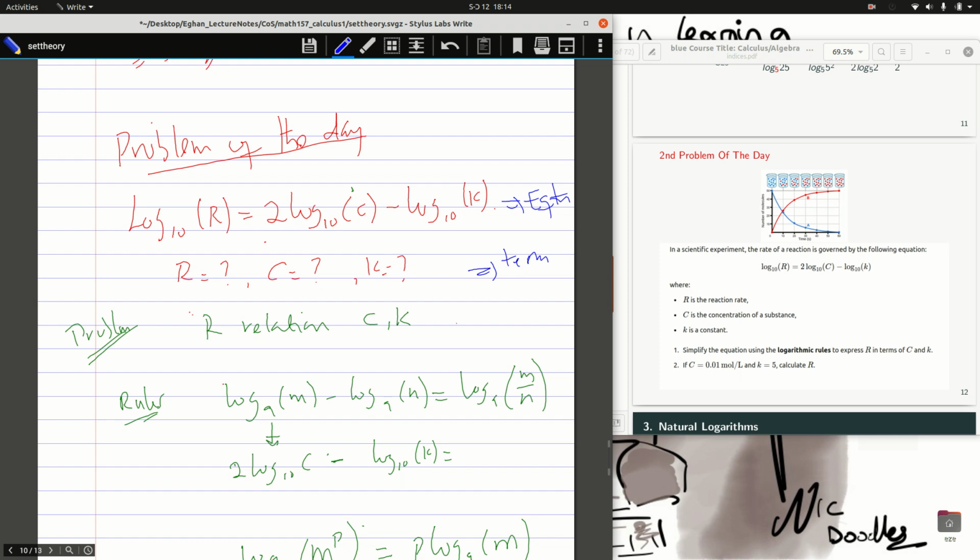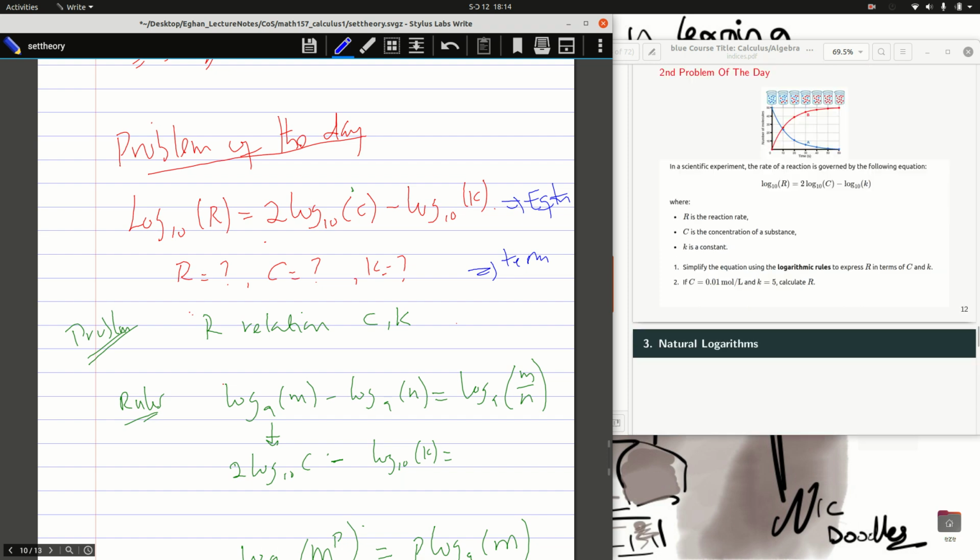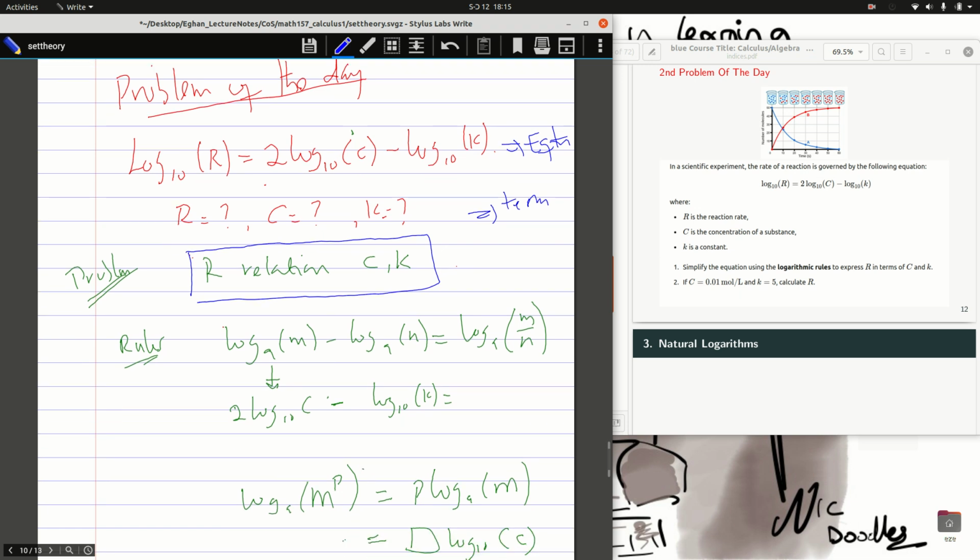Now to the problem, what are we requested to do? We are asked to simplify the equation by expressing R in terms of C and K. So we are looking for some relationship between R, C, and K. Scientifically, we know rate of reaction decreases with respect to time because of our molecules, reactions, and stuff. I don't want to go into details. But let's look at the problem. How does this relate?